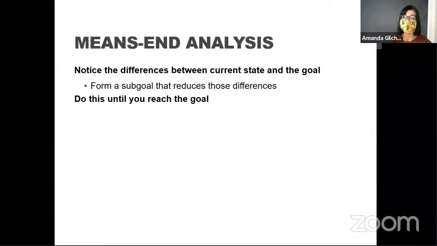Okay. So means end analysis is a little bit different. Means end analysis acknowledges that sometimes you're going to have to move farther away to get where you want to be. So in this case, you have to actually notice the differences between your current state and your goal. And then what you're going to do is you're going to form a sub-goal that reduces those differences. And then you keep doing this until you reach the goal.